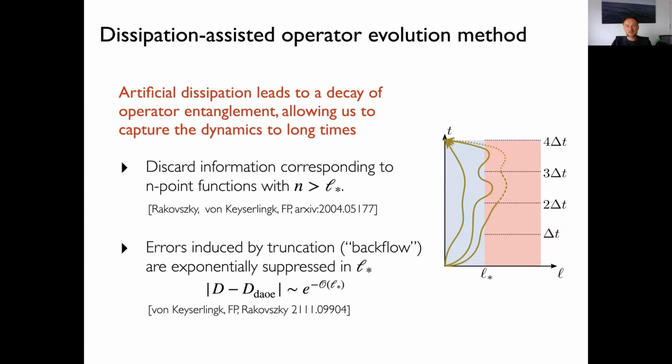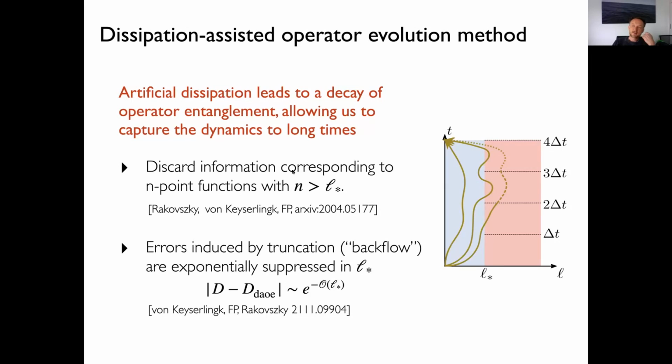So which means we had to go back to the drawing board and think about different ways to truncate the information. And this is what motivated this work, which we call the dissipation-assisted operator evolution method. The basic ideas of this method are summarized on this slide.